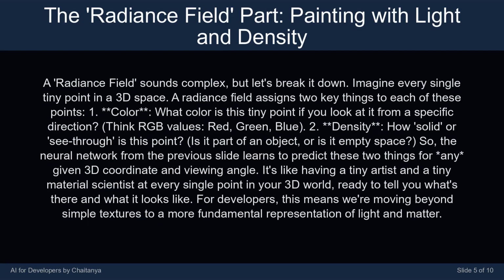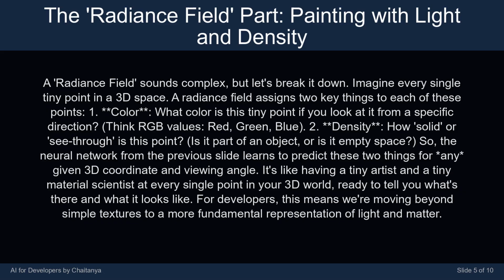A radiance field sounds complex, but let's break it down. Imagine every single tiny point in a 3D space. A radiance field assigns two key things to each of these points. 1. Color. What color is this tiny point if you look at it from a specific direction? Think RGB values. Red, green, blue. 2. Density. How solid or see-through is this point? Is it part of an object, or is it empty space?